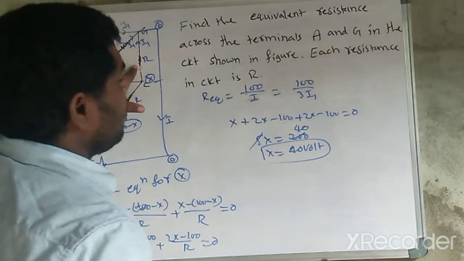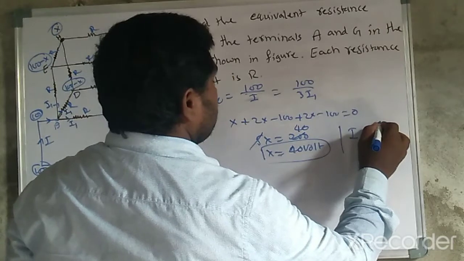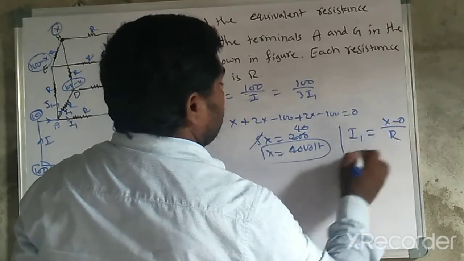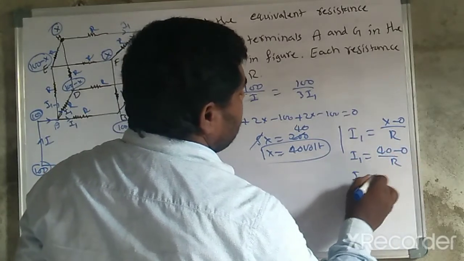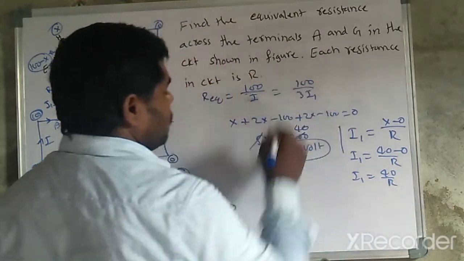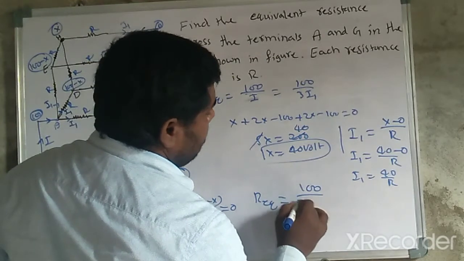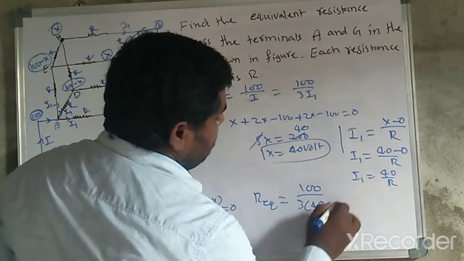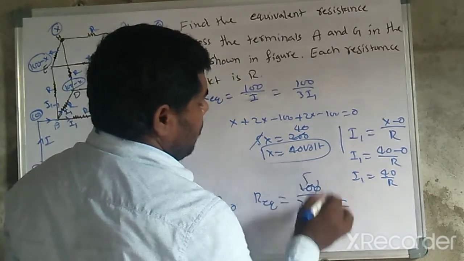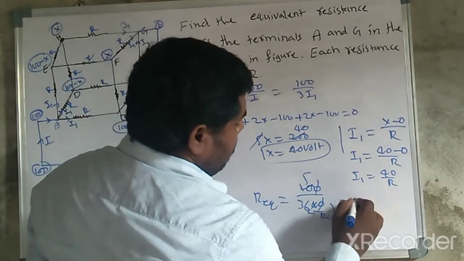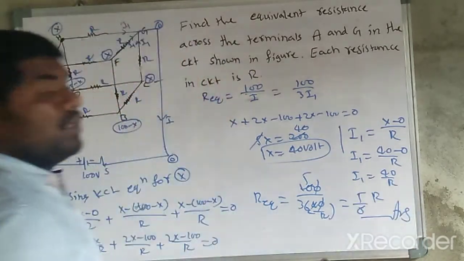Once we know the X value, the current I1 is easy to find. I1 is equal to the potential X minus 0 divided by R, so 40 minus 0 divided by R. It means I1 is equal to 40 by R. Substituting this value, R equivalent is equal to 100 divided by 3 into 40 by R. The zeros cancel, so it is 5 by 6 into R. This is the answer to the question.